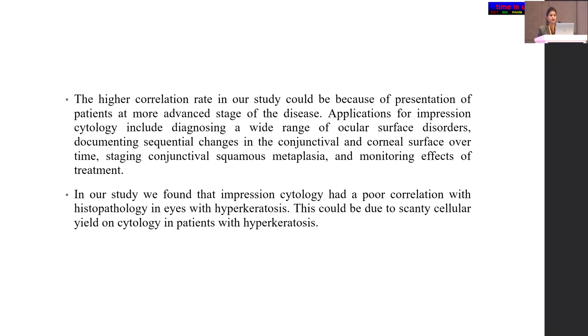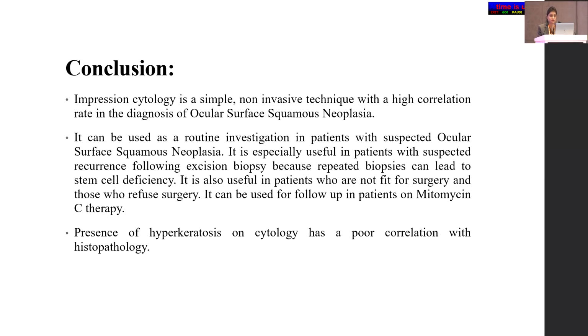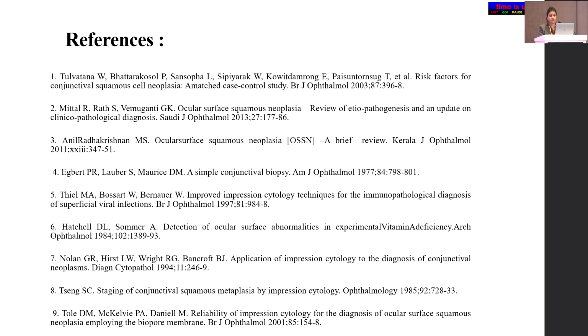The correlation rate in our study is affected by the presentation of patients with more advanced disease. In our study, we found that impression cytology had a poor correlation in patients having hyperkeratosis. This could be due to the scanty cellular yield on cytology in patients with hyperkeratosis. Conclusion: impression cytology is a simple, non-invasive technique with a high correlation rate in the diagnosis of ocular surface squamous neoplasia. But the presence of hyperkeratosis on cytology has a poor correlation with histopathology. These are my references. Thank you.